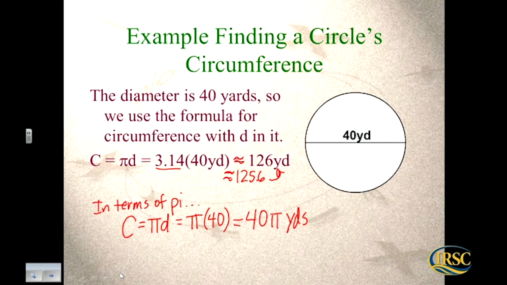So if you do 40 times pi in your calculator, okay, so 40 times the pi button in your calculator, you get 125.663 and so on. Now notice the difference in the answers.